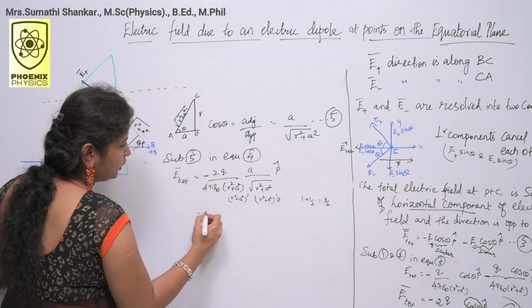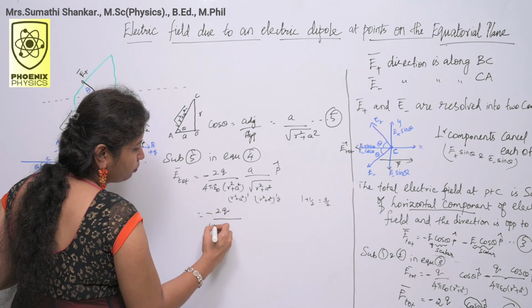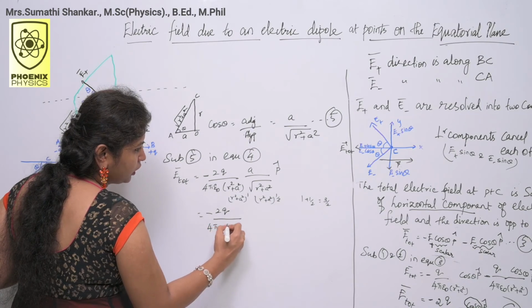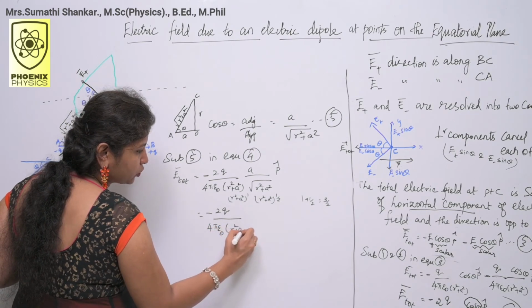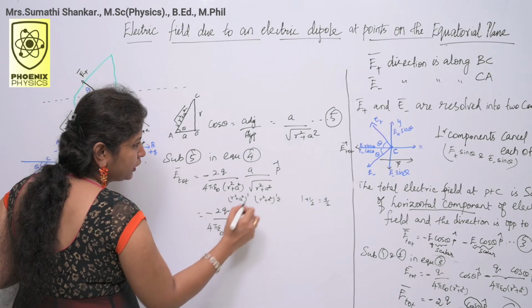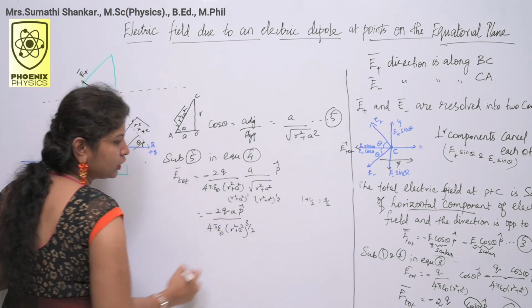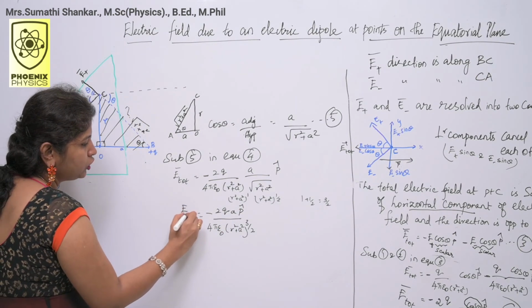So you can write minus 2Q divided by 4 pi epsilon naught (R square plus A square) the whole power 3 by 2. Here I have A, here I have P cap. This is my E total.